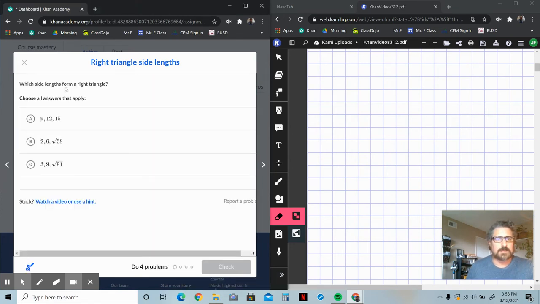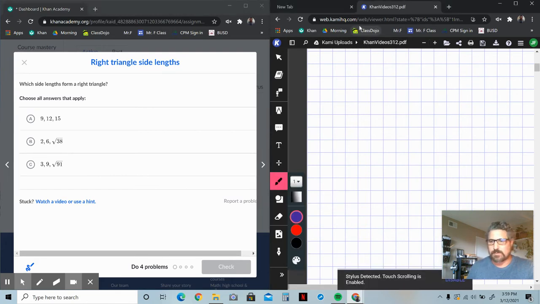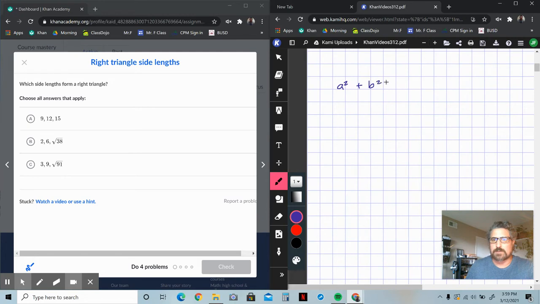Which side lengths form a right triangle? Choose all the answers that apply. So remember, when you're checking whether or not these are right triangle side lengths, you have to make sure that they follow the rule for Pythagorean's theorem. A squared plus b squared is equal to c squared, right? Where the two legs, the two shorter sides, squared and added together is always equal to the hypotenuse, the longest side, squared. If this is true, then it's a right triangle.